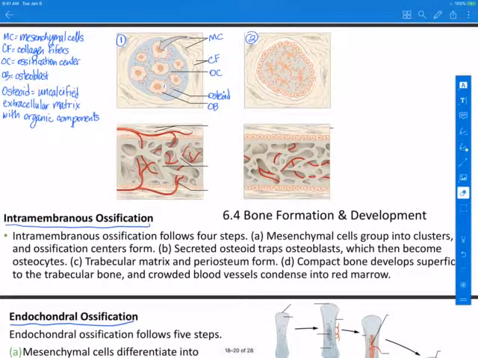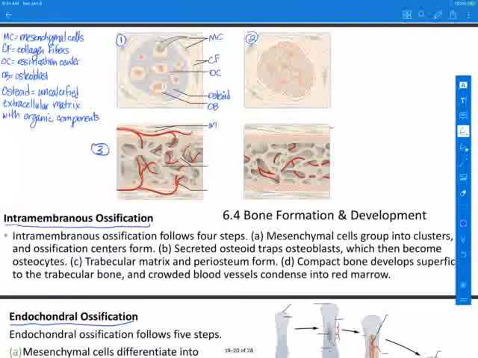Okay, then we can go to the third picture, which would be over here. And in this picture, we see mesenchyme. So this would be the mesenchyme here. And it is forming the periosteum.